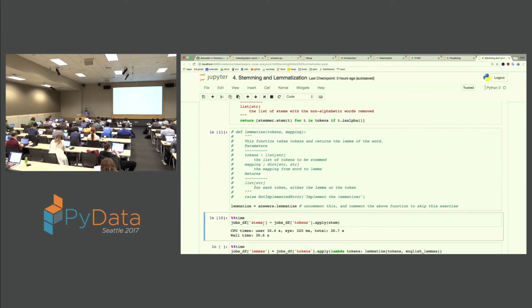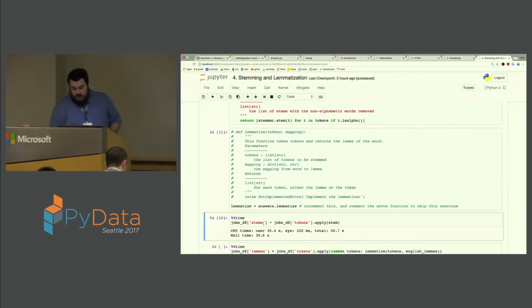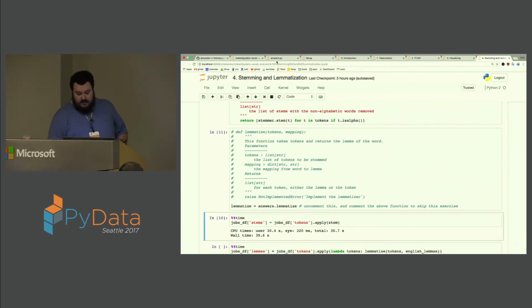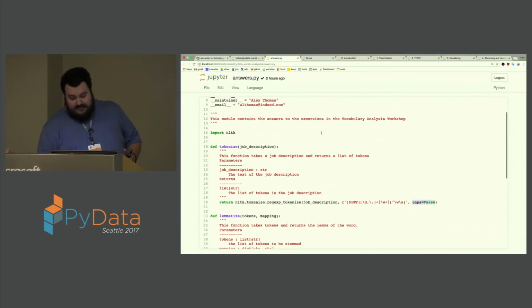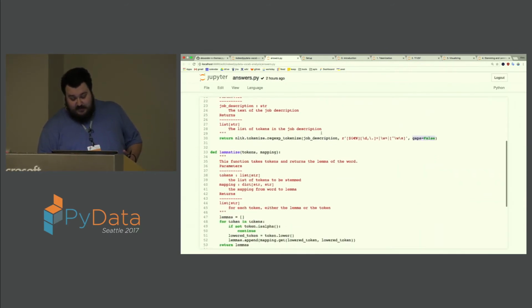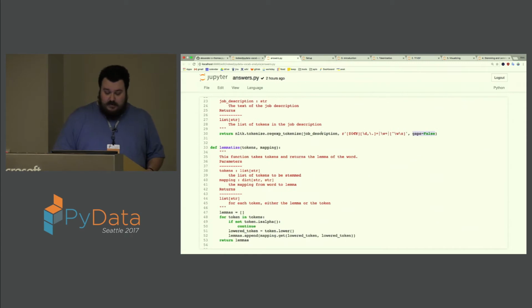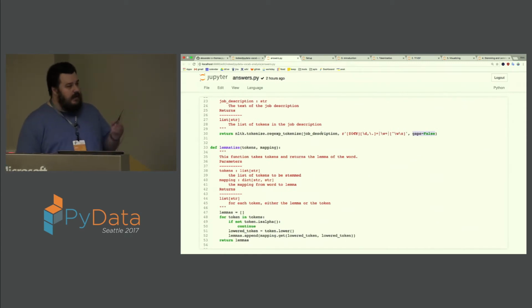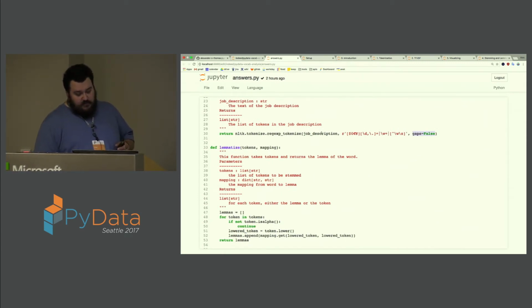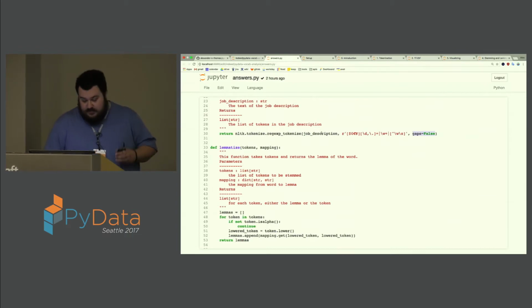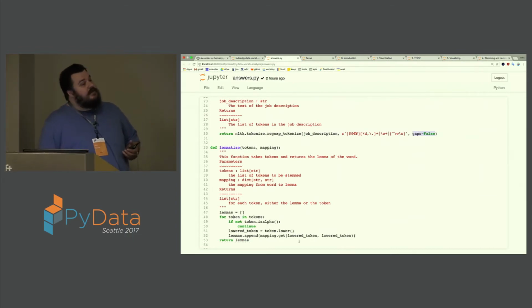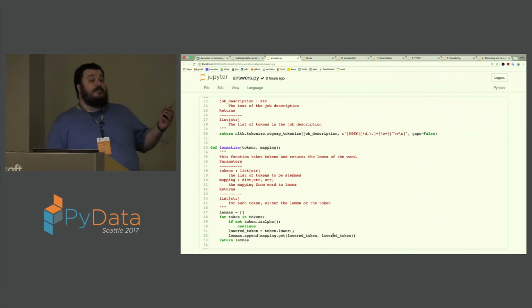Okay, is anyone else still working on this? Okay, so I think I'm just going to move ahead and show what I did. It's not the most complicated function I've written, but it loops over them, throws away the non-alphabetic ones, lowercases them, and then looks up the lemma. If it's not there, it uses what it was given.